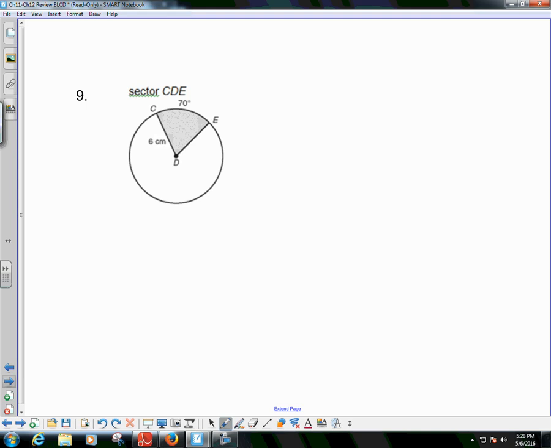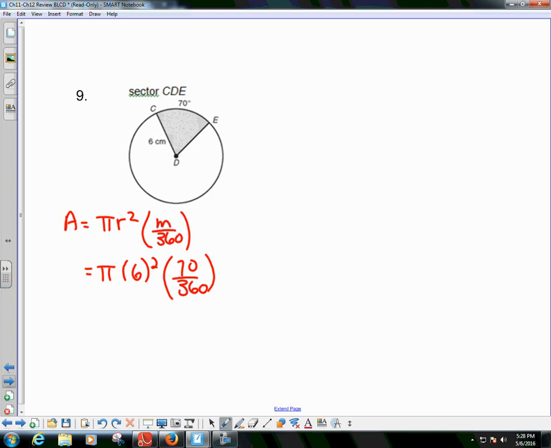We need to find the area of sector CDE. A sector is 2 radii and the intercepted arc. It's the area bounded by the 2 radii and the intercepted arc. The area of a sector is pi r squared times m over 360. Yes, you do need to have that memorized. So pi times 6 squared times 70 over 360. 6 squared is 36.